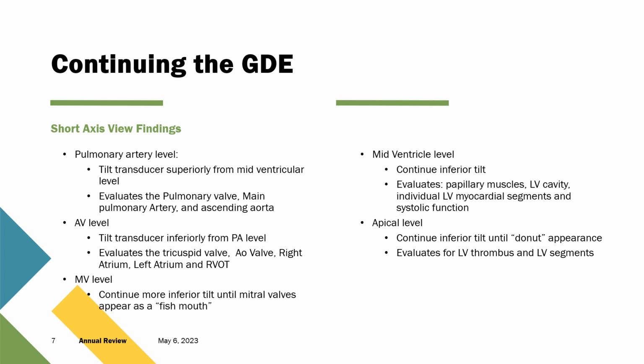If you tilt your transducer inferiorly into the left a little bit more, this is where you're going to see that mitral valve level that I mentioned looks like a fish mouth as you see the mitral valve opening and closing. And then as you tilt a little bit more, you're going to find those papillary muscles. Make sure they look nice and symmetric, and evaluate all the myocardial segments to make sure nothing's being pulled along, but that the whole ventricle is contracting at this level. And then at that apical level, that's where you're going to see the donut sign.